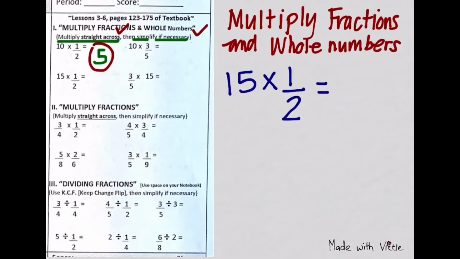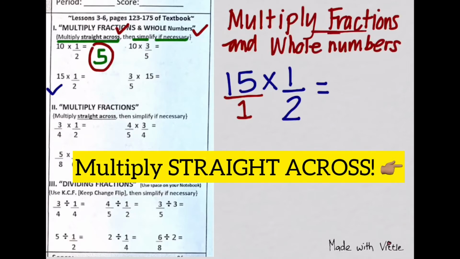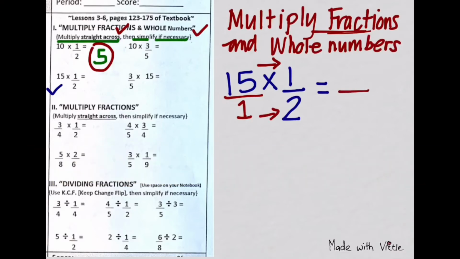Okay, let's try the next one. The next one is 15 times 1/2. And you know that we have a whole number here. So what do? If we are trying to multiply fractions and one of them is a whole number, you're going to go ahead and write it as a fraction. That 15 can be written as a fraction with a 1 at the bottom. Okay, so what is the rule in multiplying fractions again? You multiply straight across. So on the top, the numerators are 15 times 1, so that's going to be 15. At the bottom, the denominators, 1 times 2, that's going to be 2.